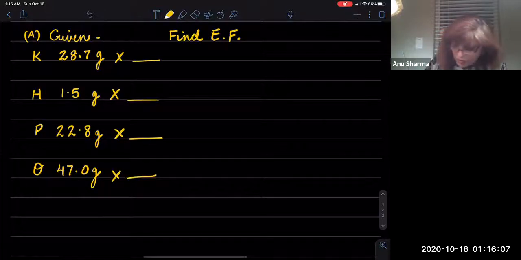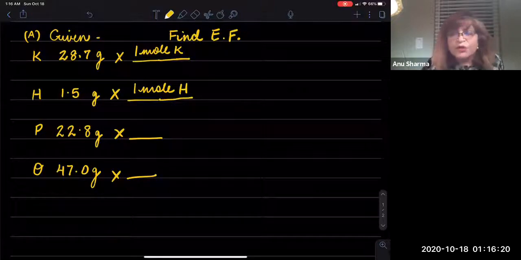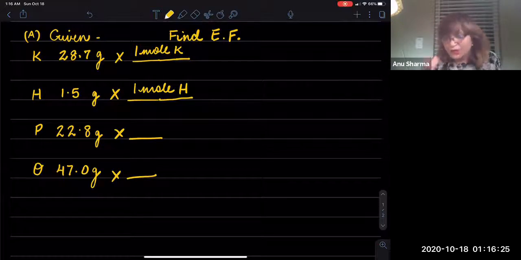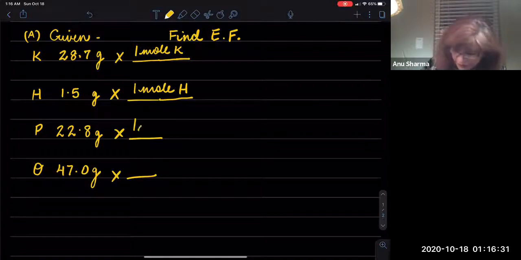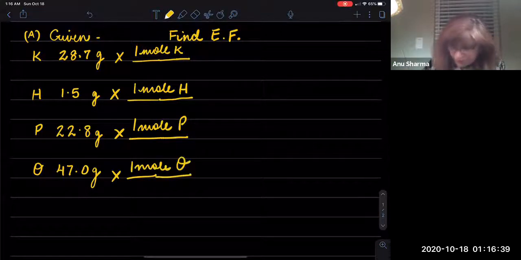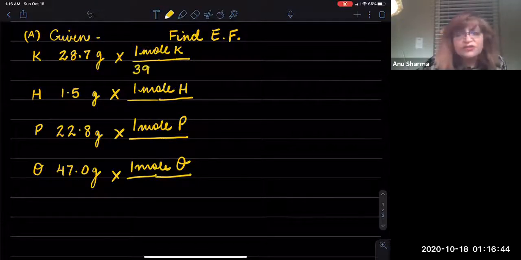So we are going to look for the molar mass of potassium in the periodic table, and the molar mass of hydrogen in the periodic table. By molar mass in the periodic table, I mean the mass number of each, or the atomic weight, as it's also said. Okay, so phosphorus, 1 mole of phosphorus, and same for 1 mole of oxygen. So we see that potassium is 39. Now write down the numbers exactly as you see them in the periodic table.